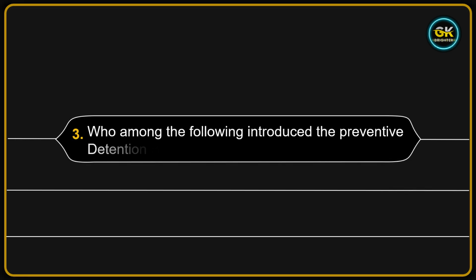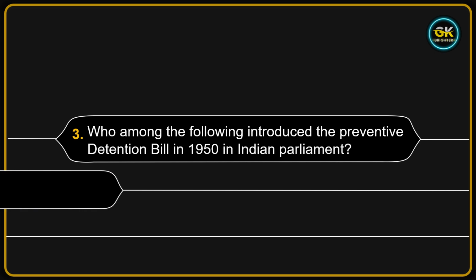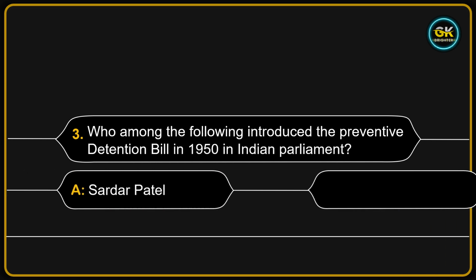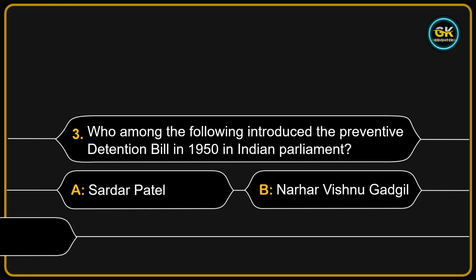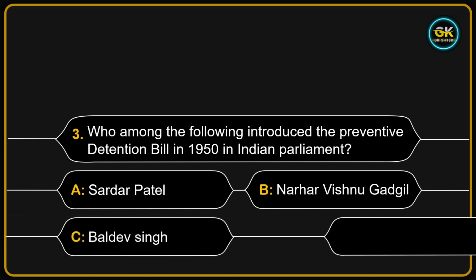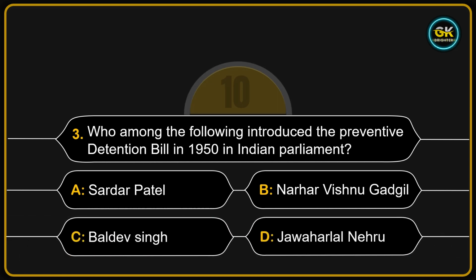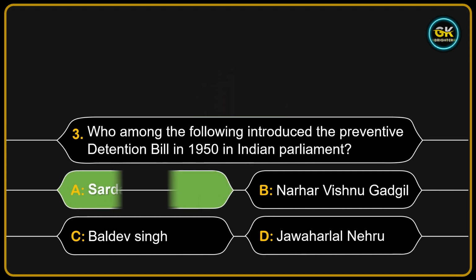Who among the following introduced the Preventive Detention Bill in 1950 in the Indian Parliament? Sardar Patel, Narahar Vishnu Gadgil, Baldev Singh, Jawaharlal Nehru. Sardar Patel.